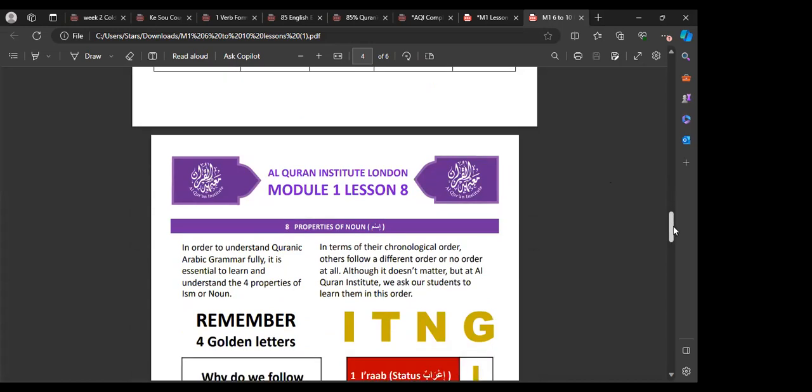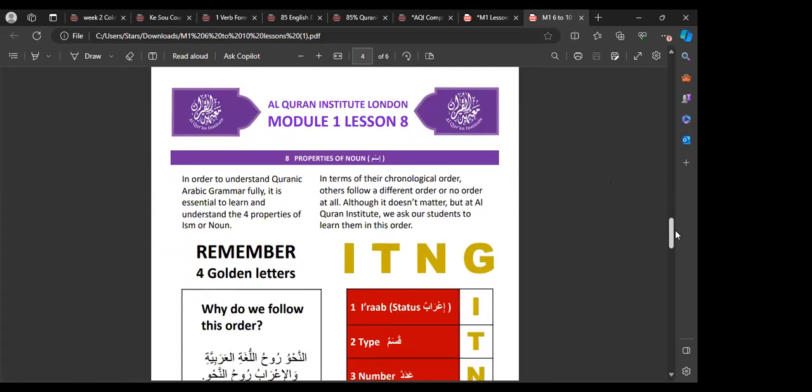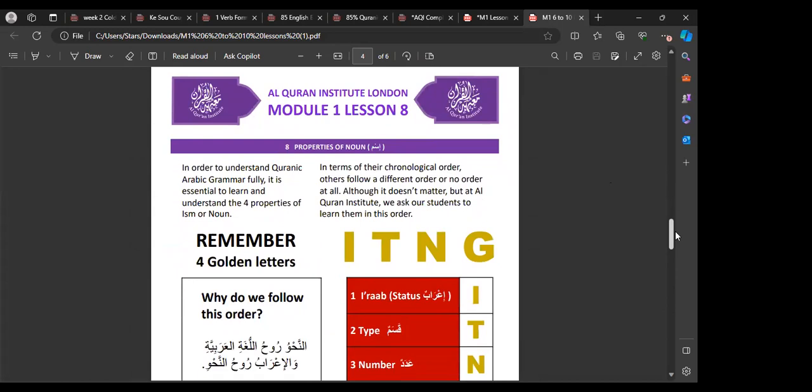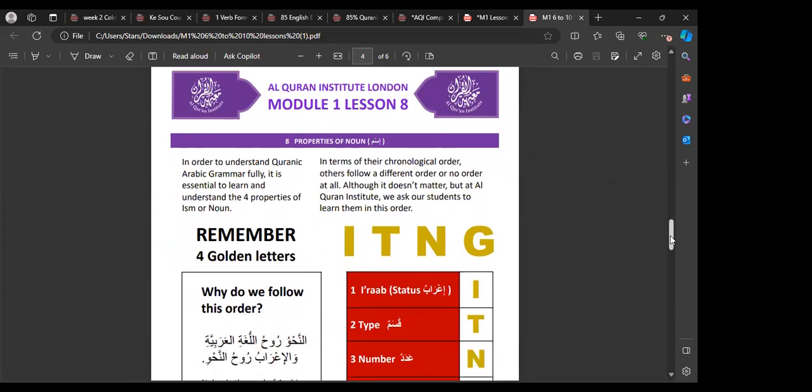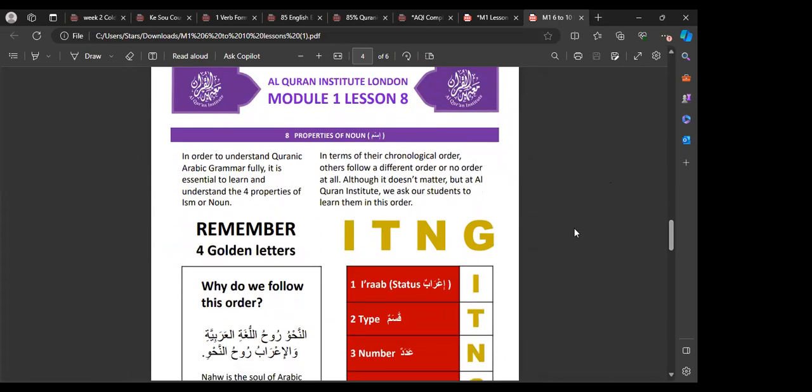This is, as Ustad Sadiq said in the last course, where it starts to get juicy. These are the properties of a noun. The properties of a noun. And these are very, very important. We're going to go over them many, many times, inshallah, and by the end of Module 1, you'll know them by heart very easily.